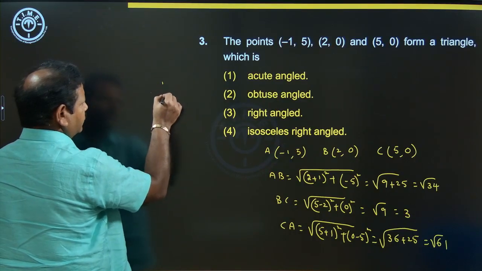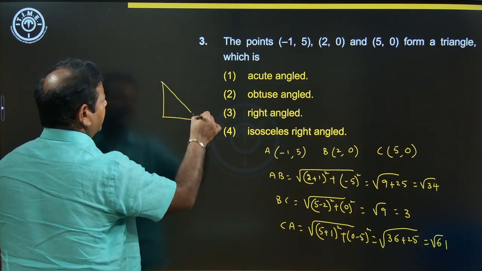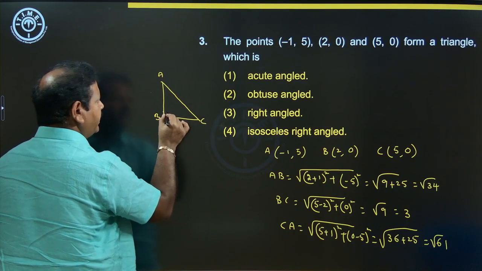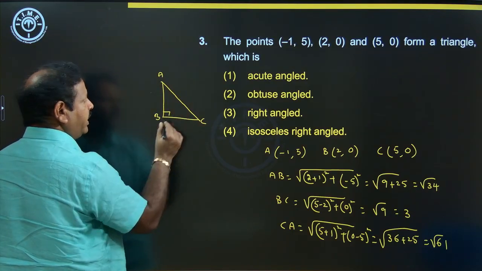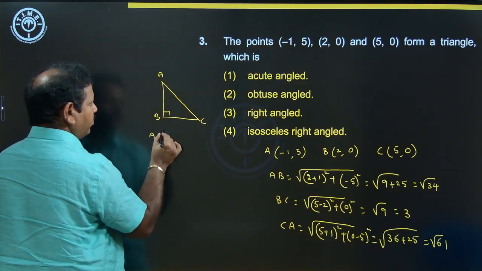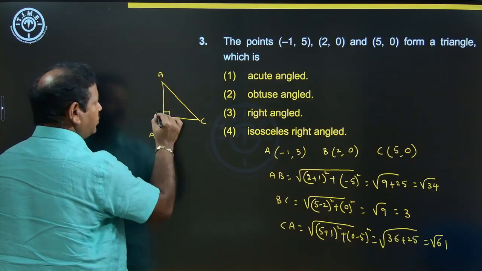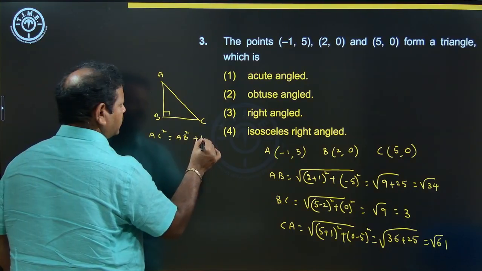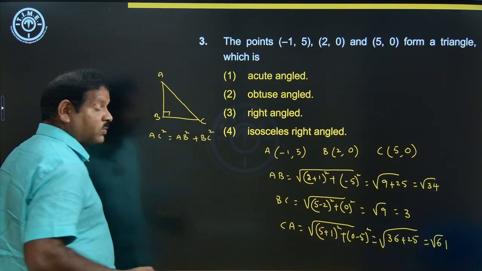Say this now, right angle triangle. Suppose the right angle is at B, then AC square is equal to, by Pythagoras theorem, AB square plus BC square. Square of hypotenuse is equal to sum of the squares of the other two sides.